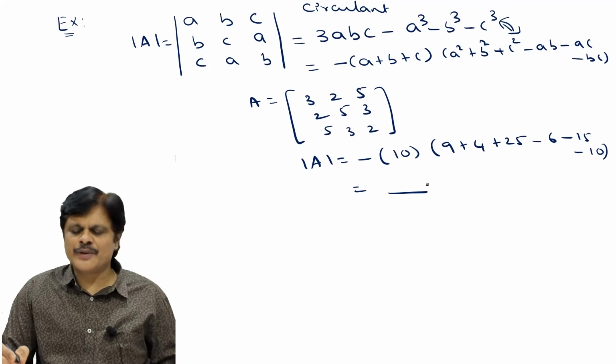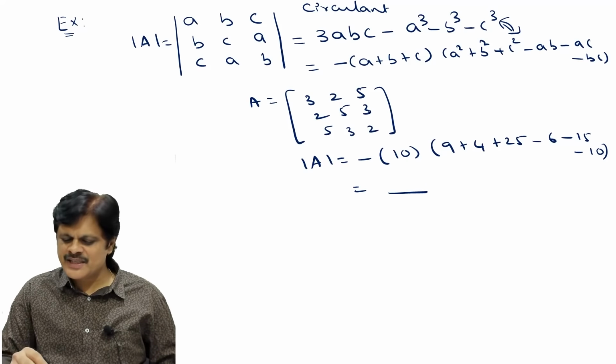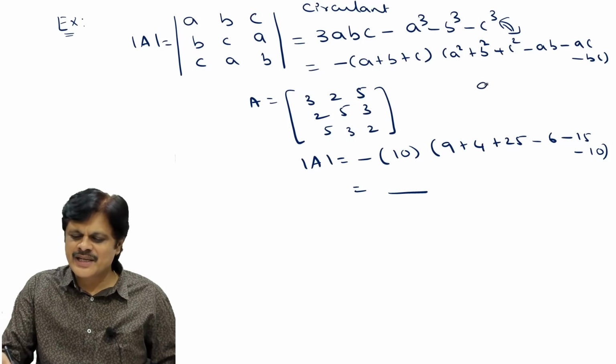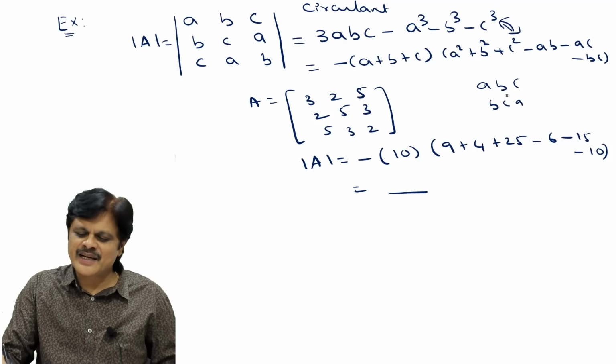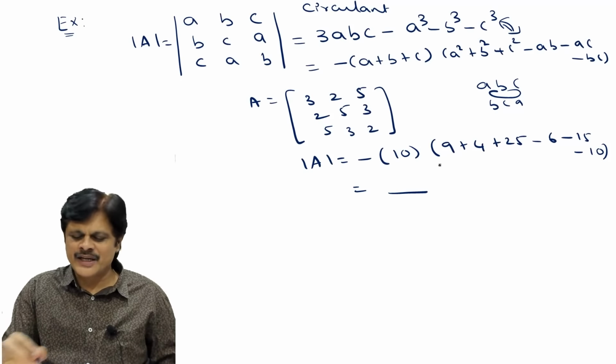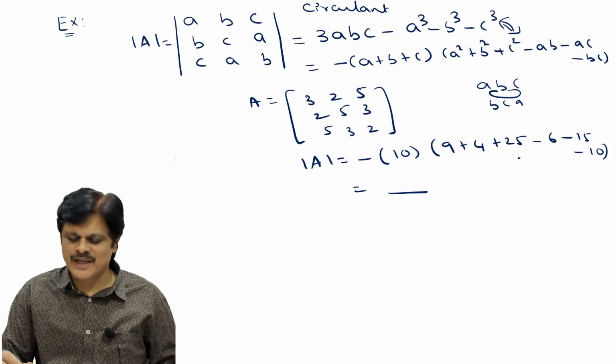If you simplify, you will get the answer. But this is only for such matrices where you have ABC, BCA and CAB. The circulation is happening, no? So it's like ABC, and when you circulate, what happens? Next comes BCA. Like that you are rotating circularly. In such a case only, this result is applicable.